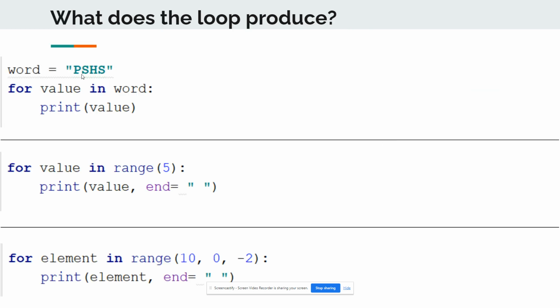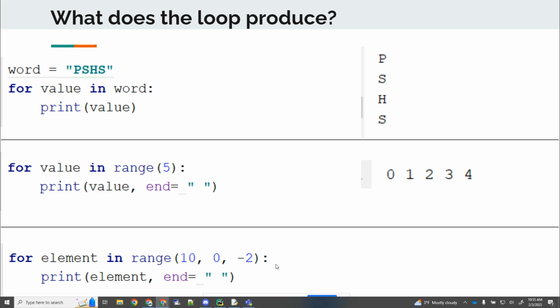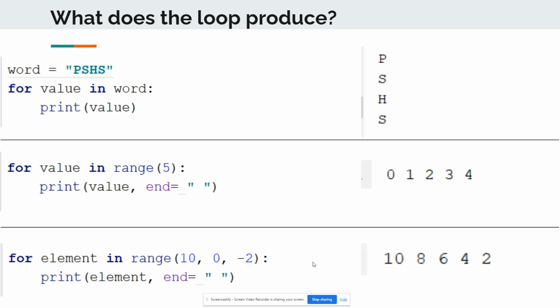If I did something like this, word equals PSHS, for value in word, it should print P, S, H, and S. If I go for value in range of 5, print the value. It should print 0 through 4 because range of 5 gives me a sequence 0 through 4. If I say for element in range 10, 0, -2, hopefully you're seeing that it prints out and goes 10, 8, 6, 4, 2.